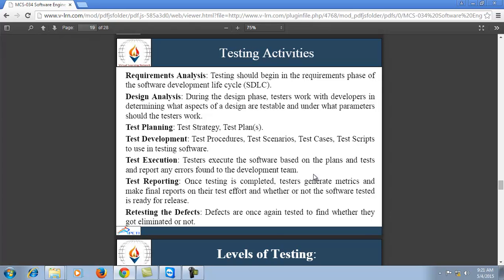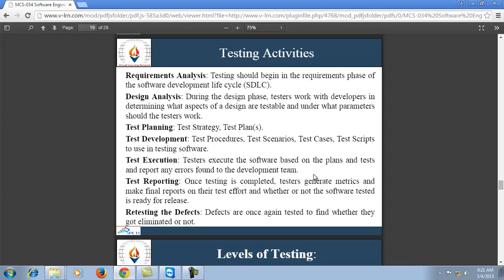Next testing activity is test planning, that is, the plan of testing. Apart from this, testers need to follow a particular long-term planning also, which is called a test strategy. This strategy reflects the mindset of the developer or tester in terms of testing. Next phase of the testing activities involves test development, that is, test procedures, test scenarios, test cases, test scripts to be used in testing software.